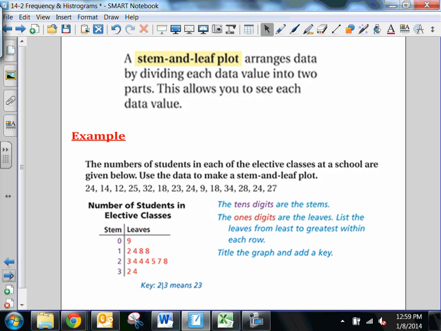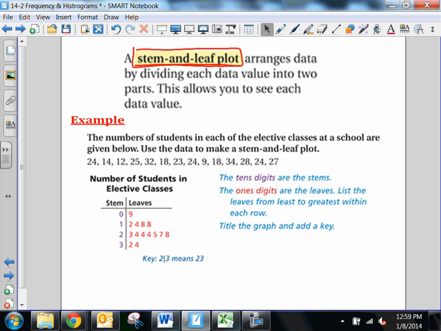All right, the very first vocab word is a stem and leaf plot. It arranges data by dividing each data value into two parts. This allows you to see each data value. So stem and leaf plot is the first vocab term that we're going to learn. And now we have an example of what a stem and leaf plot is down below.